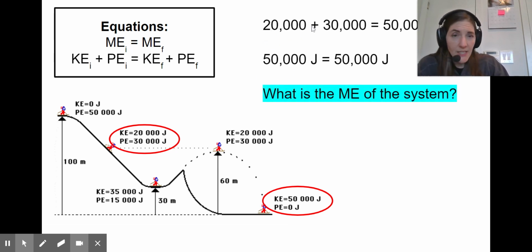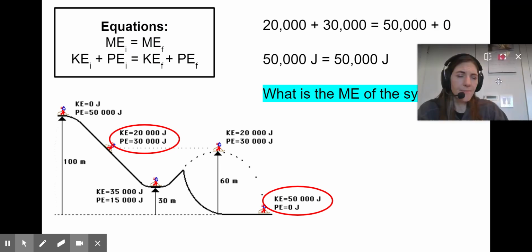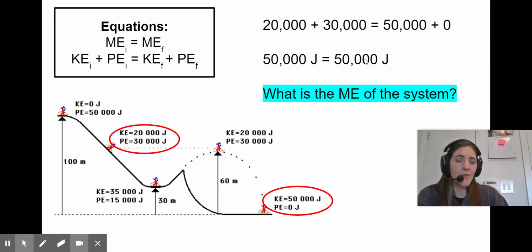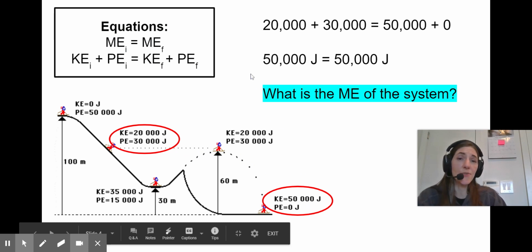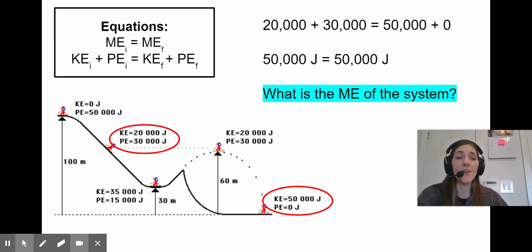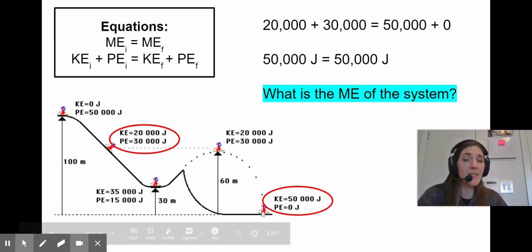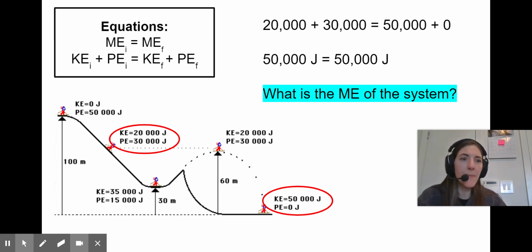20,000 plus 30,000, which is the KE and the PE, equals 50,000 plus 0. 50,000 plus 0 is 50,000. So 50,000 equals 50,000: mechanical energy initial equals mechanical energy final. The mechanical energy of the system is 50,000. So at any point, this person has 50,000 joules of mechanical energy, which is either all potential at some points, all kinetic at some points, or a mixture of the two. It's all potential when that person is at the top, and it's all kinetic when that person is at the bottom. Anywhere else, it's some mixture of the two.